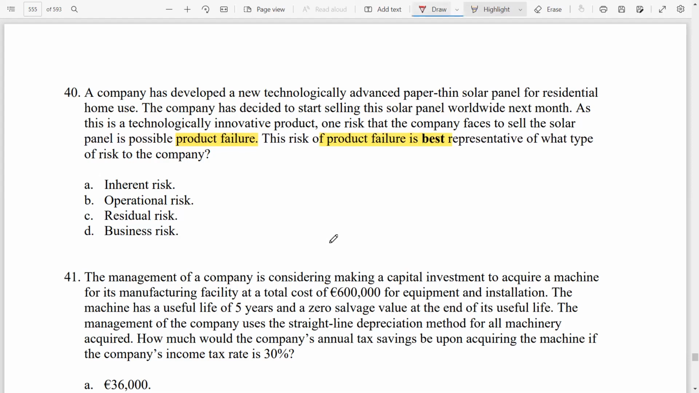So we know product failure is operational. Either product failure or failure to comply with law is operational. So we'll go ahead and select option number B, which is operational risk.